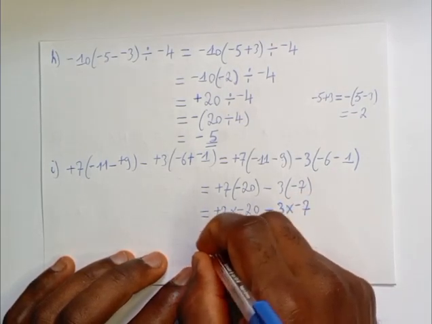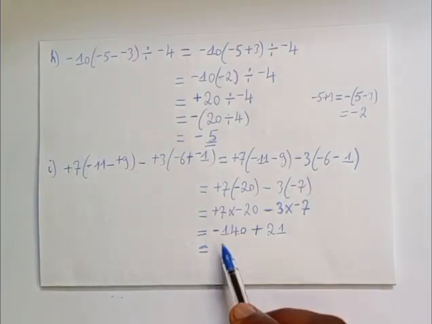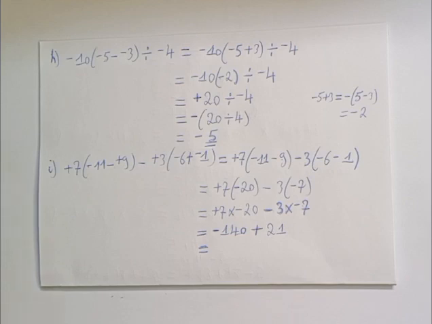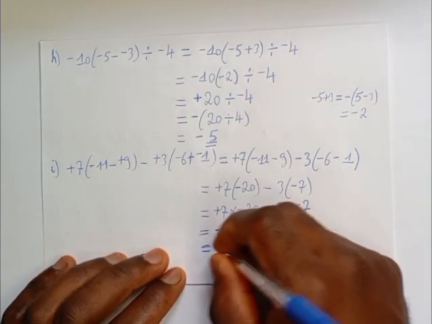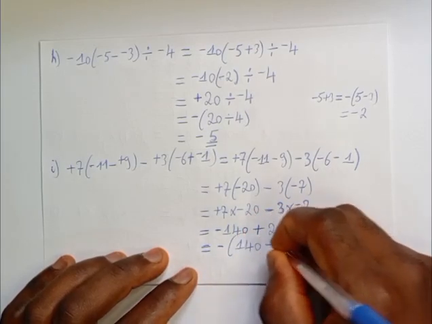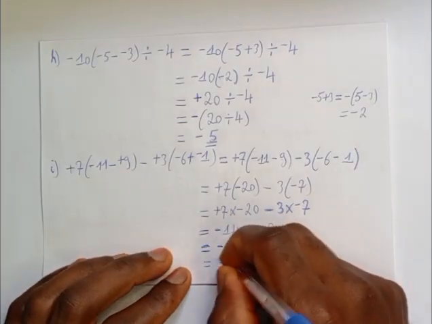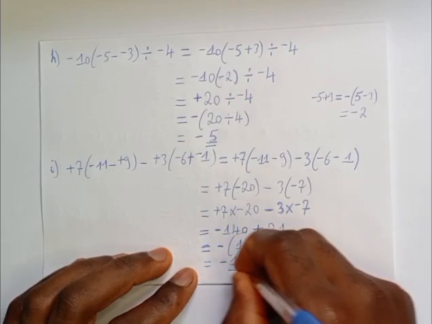This will be equal to, we have to add two numbers with different signs, negative 140 and positive 21. Taking the absolute values, 140 is greater than 21. Therefore, the result will carry the sign of 140, which is negative. Then we take the difference of the absolute values, 140 minus 21. And this will simply be equal to negative 119.